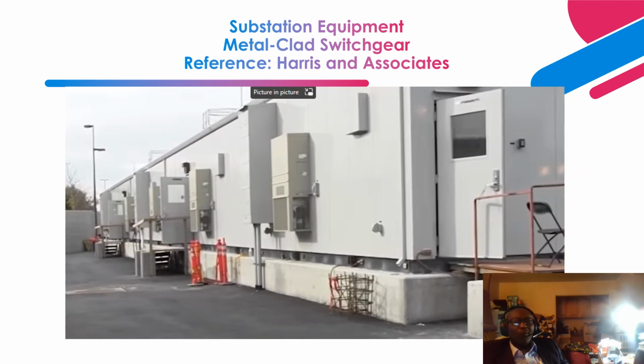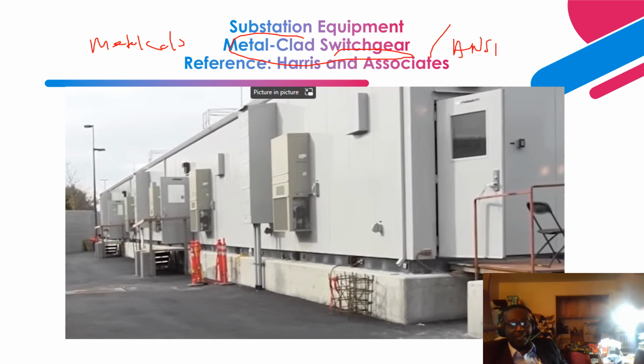Okay, so one of the buildings or enclosures that you find as part of the substation equipment is the metal clad switchgear. So this is an example of a metal clad switchgear. And for switchgears, there are two types. We have the metal clad, which is this one. Then we have the metal enclosed, right? The metal enclosed is basically more IEC and a few ANSI, right? But the metal clad is mostly ANSI, North America, right?